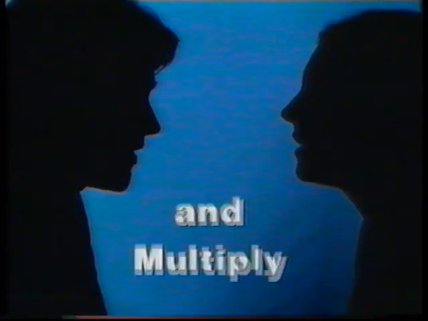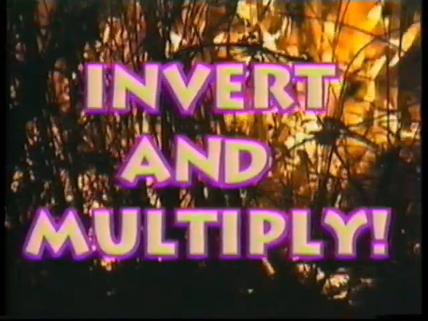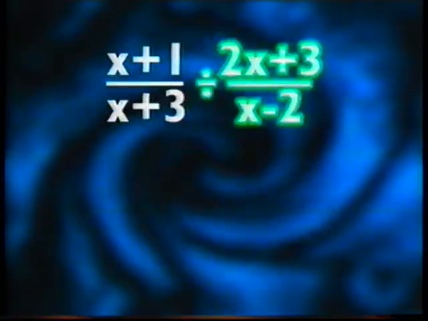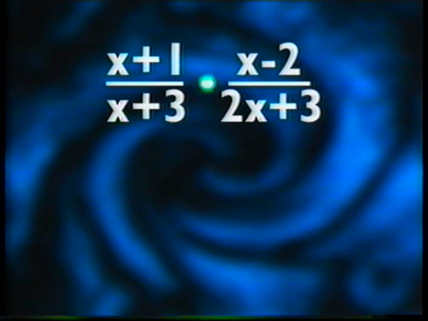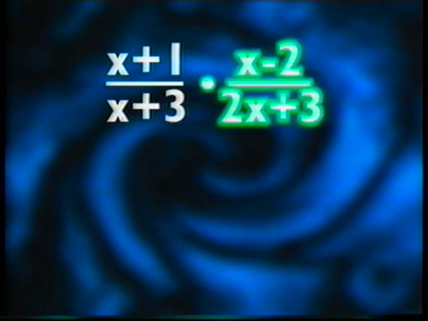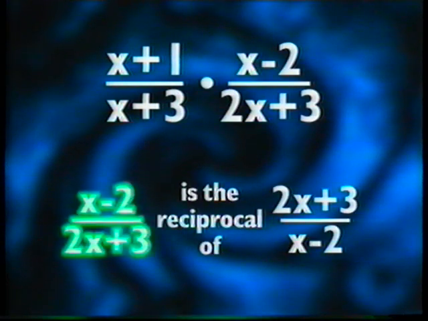Invert and multiply. When dividing fractions, I bid ye, go forth, invert, and multiply. For example, dividing x plus 1 over x plus 3 by 2x plus 3 over x minus 2 is the same as multiplying x plus 1 over x plus 3 by x minus 2 over 2x plus 3, which is the reciprocal of 2x plus 3 over x minus 2.